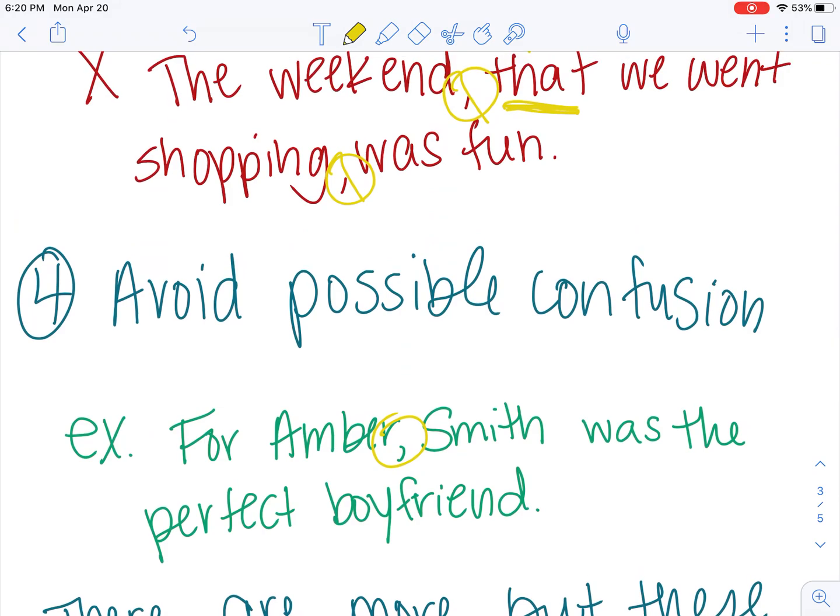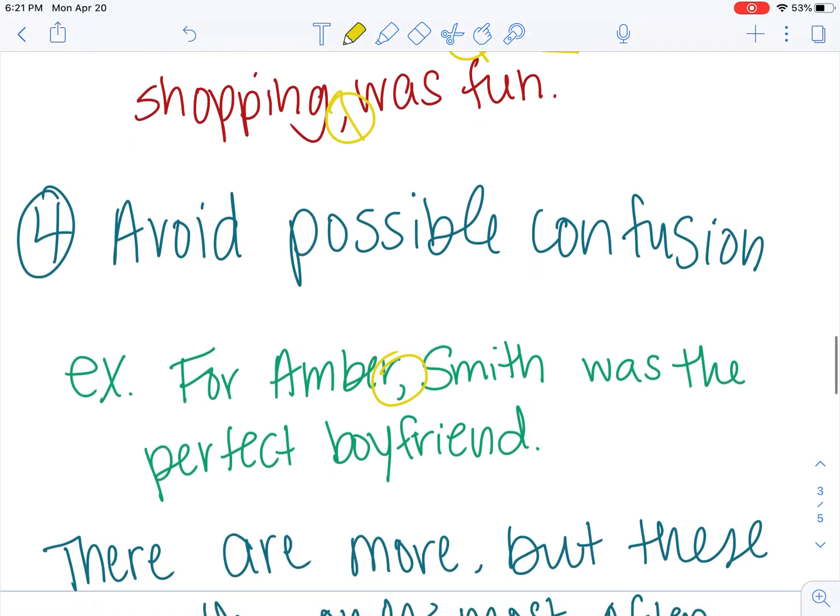And then the last one is anytime you think you should use one to avoid possible confusion. So there are times when a sentence is weird and you just need to put a comma in, because if there's no comma, it's going to be unclear. So for example, if I said, for Amber, Smith was the perfect boyfriend, I would need a comma there, because without the comma there, it would be very unclear what I was trying to say, because Amber Smith would sound like a name, all one person's name, and then it just wouldn't make any sense. It would seem like a weird phrase, and I think people would probably get what I was trying to say, but they might get tripped up, and so I would want to avoid that confusion. So I would just put a comma there.